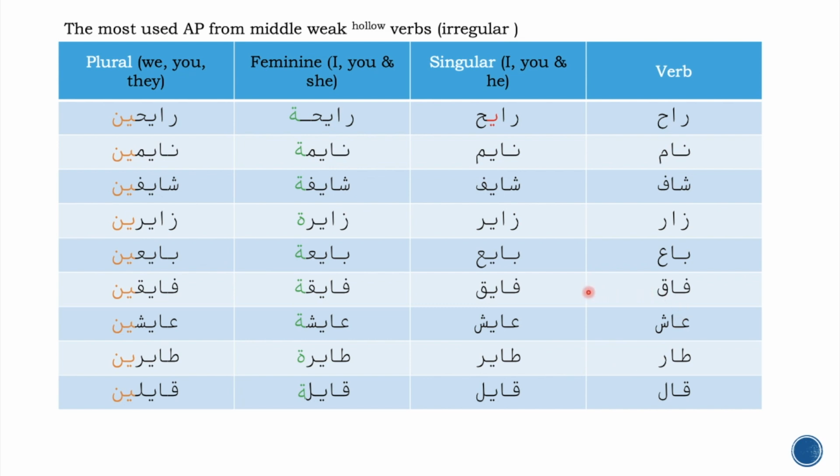Fa is to wake up and it becomes فايق, فايقة, فايقين. Ash is to live and it becomes عايش, عايشة, عايشين. Tar is to fly and it becomes طاير, طايرة, طايرين. And then finally, al is to say, آيل, and then آيلة and آيلين. And I've got a couple of examples for you to practice.